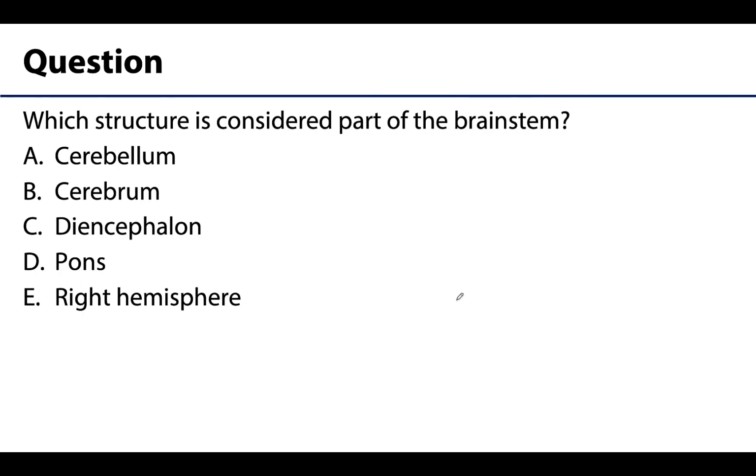Okay, so let's think through this question together. Which structure is considered part of the brainstem? Is it A, cerebellum, B, cerebrum, C, diencephalon, D, pons, or E, right hemisphere? So take a moment, you can pause the video if you need to, but if you're ready to move on, hopefully you have landed on D as the correct answer.